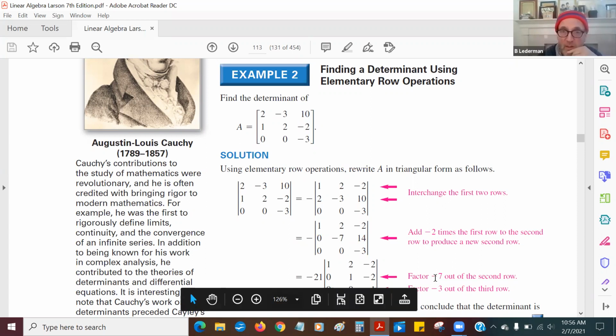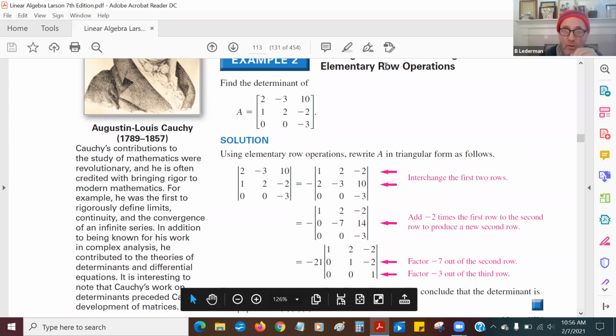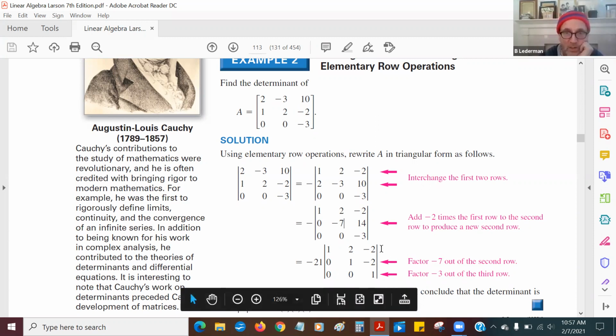Then we're going to factor out a factor of 7 from the second row. I'm going to factor out a factor of -7, because I want to turn that into a 1. Then I'm going to factor out a factor of -3 from the bottom row. That's what we did right here, to get this matrix right here.